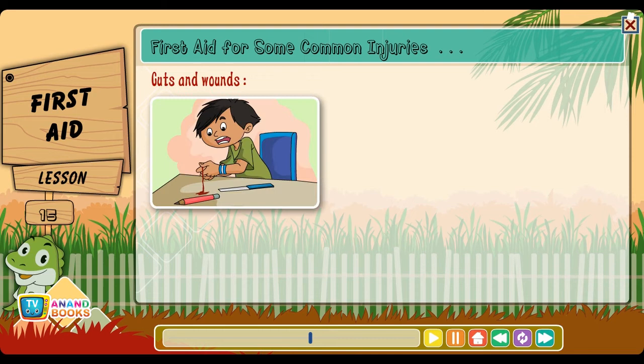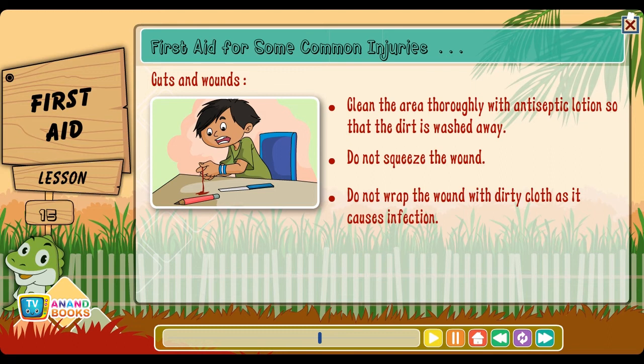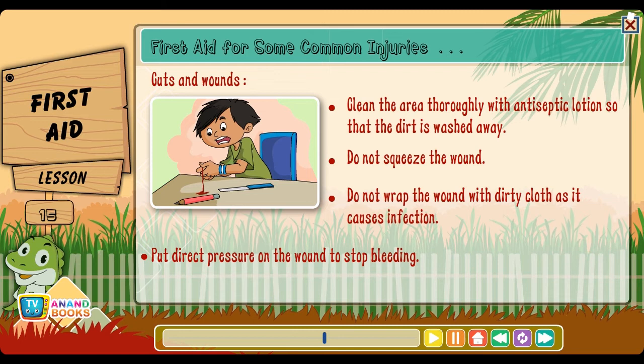Cuts and wounds. Clean the area thoroughly with antiseptic lotion so that the dirt is washed away. Do not squeeze the wound. Do not wrap the wound with dirty cloth as it causes infection. Put direct pressure on the wound to stop bleeding. If the cut is very deep, call a doctor at once.